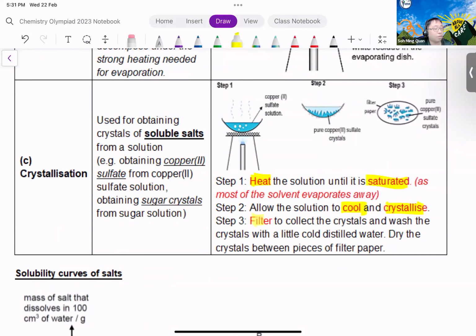And then you filter to collect the crystals, wash it with distilled water, and dry the crystals between pieces of filter paper. So I believe you might have done this in lower sec, you might have done this in Sec 3 as well. Okay, so that's how you obtain crystals from a solution. That's what your teachers must have taught you. But now let's focus on this word, saturated. What does saturated really mean?